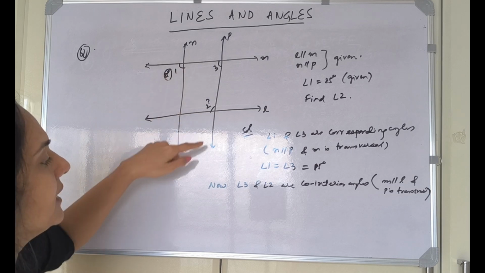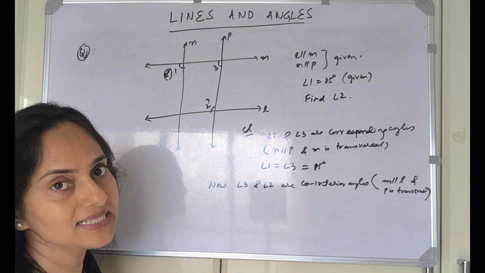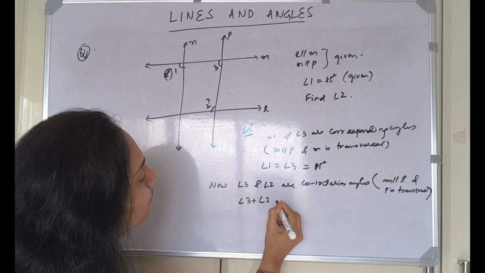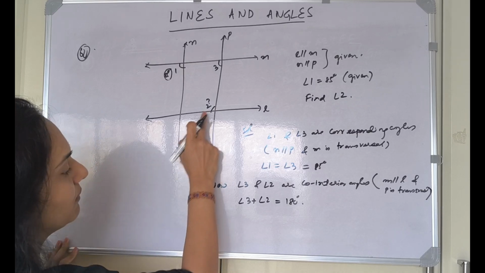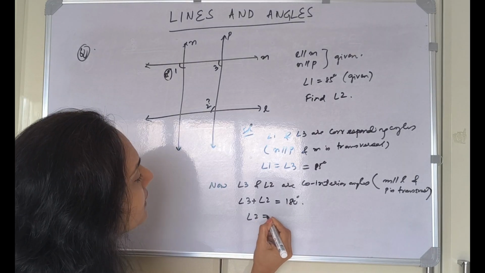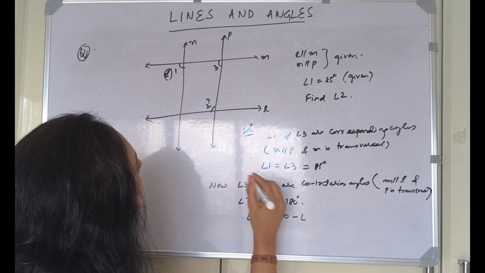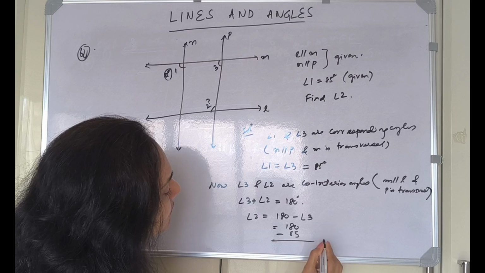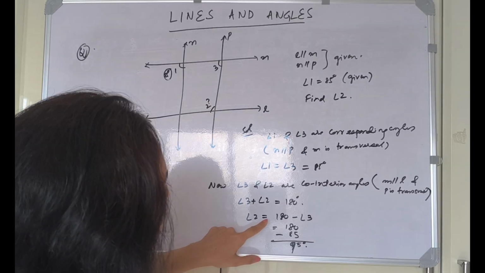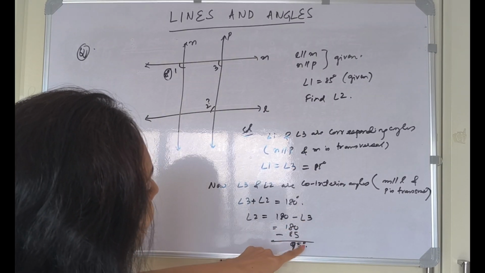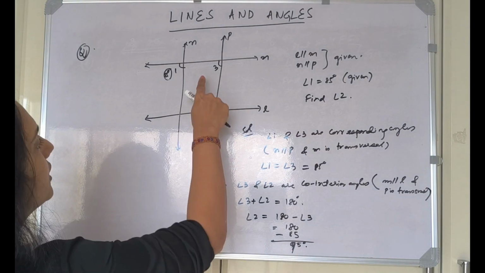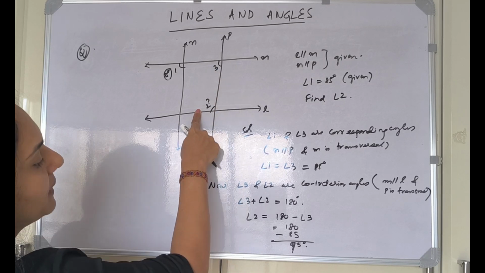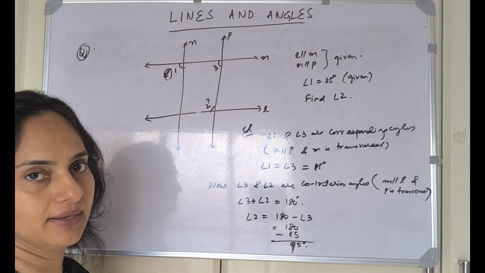So angle 3 and angle 2 are co-interior, and we know co-interior angles are supplementary. So angle 3 plus angle 2 equals 180 degree. We have to calculate angle 2. So angle 2 equals 180 minus angle 3, which means 180 minus 85 degree. Now just calculate, you get the answer: 180 minus 85 is 95 degree. So this was 85, this will also be 85, and if this is 85, this will be 95 degree, and we are done.